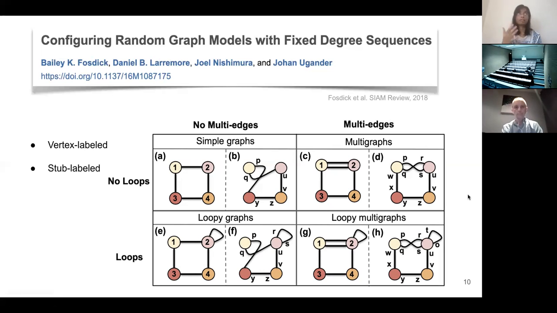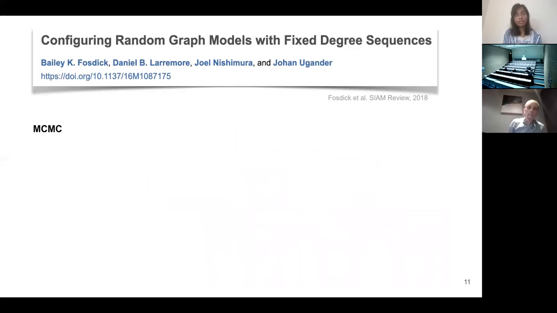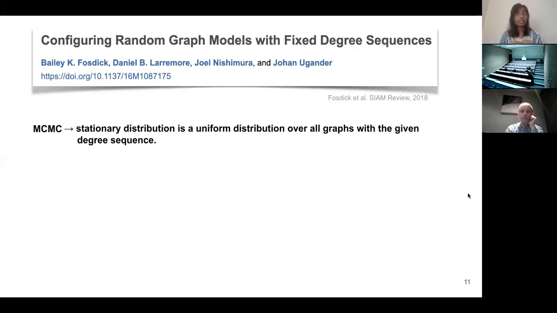kind of helps us to sample from all the different graph spaces. Now, the transition probabilities of this MCMC that they have proposed have been designed in a way that the stationary distribution of this MCMC is going to be the uniform distribution over all graphs with a given degree sequence.